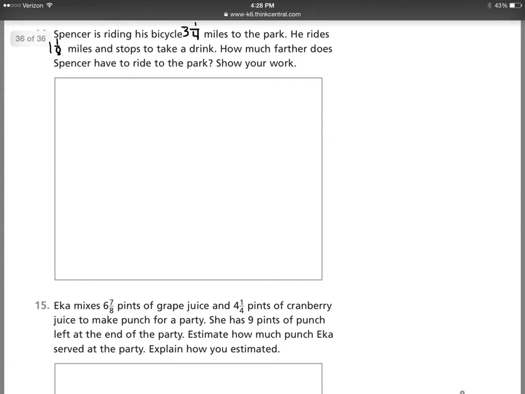Number 14. I am riding my bike 3 1/4 miles to the park. I ride 1 1/8 mile and stop to take a drink. How much further do I have to ride to get to the park?